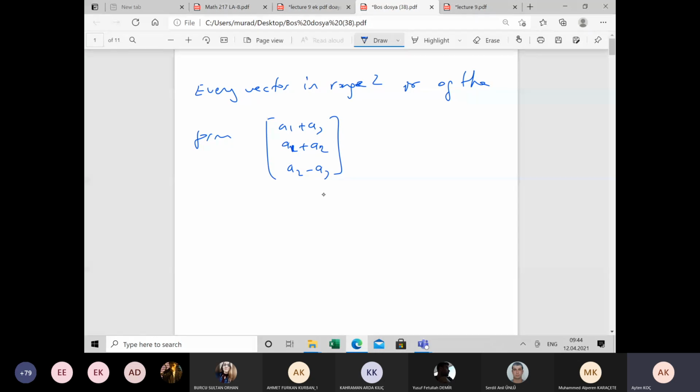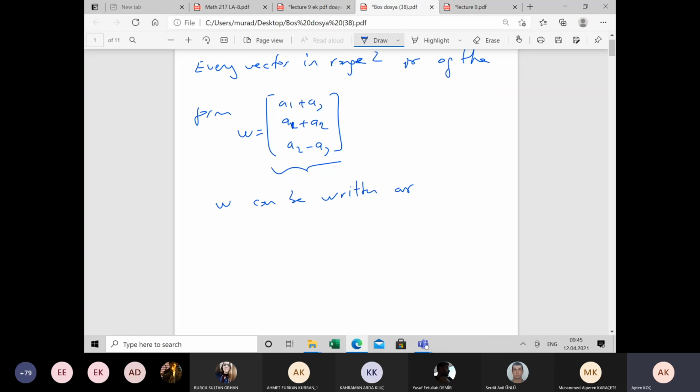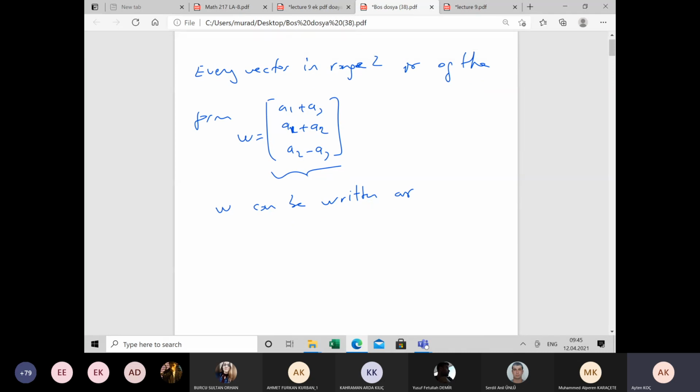How to generate these vectors? Call this one W, for example. Our aim is to find vectors such that these vectors generate W. So we can rewrite this.